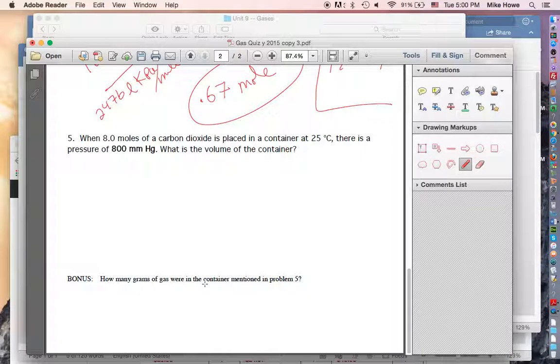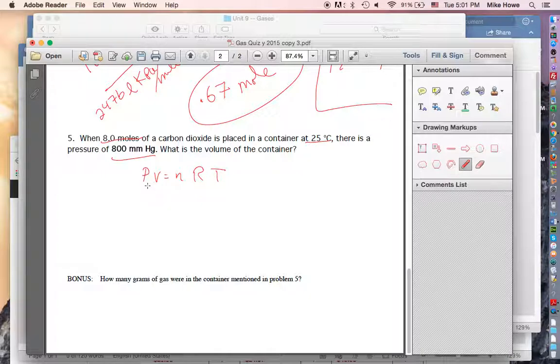8 moles of carbon dioxide. I'll underline what we're given: 8 moles, placed in a container at 25 C. Are there two pressures? No. Are there two volumes or two temperatures? No. So since there's none of those things, what you have to do is use this equation, PV equals nRT. You only have one set of conditions, so use the ideal gas law.